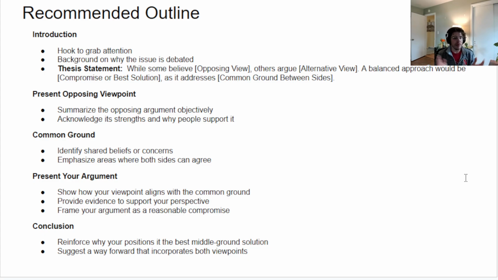And lastly, we'll always end up with our conclusion here. Reinforce your position as maybe like the best middle ground solution, and then suggest a way forward that incorporates both viewpoints. Maybe create a brand new solution or a brand new viewpoint based on the information that you have covered and found. Maybe you combine different viewpoints together and realize, dang, this could be something that's really cool.